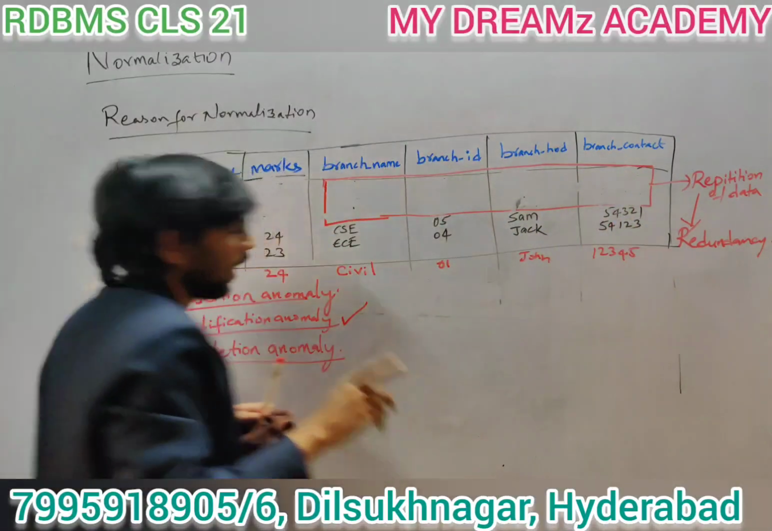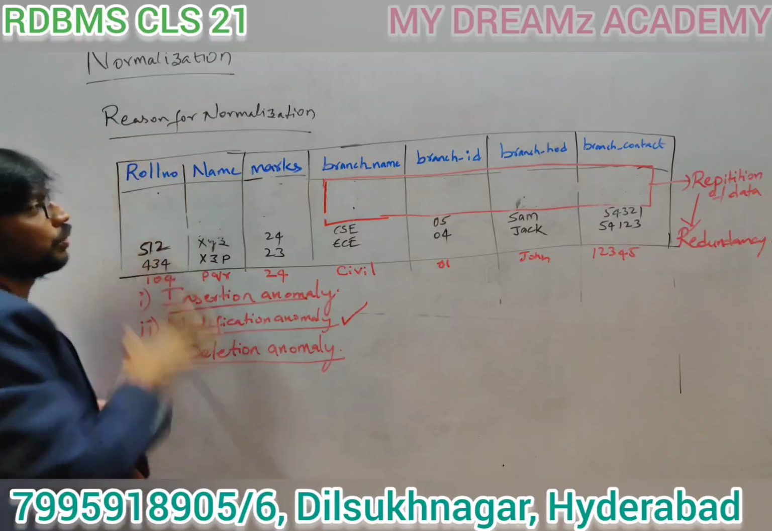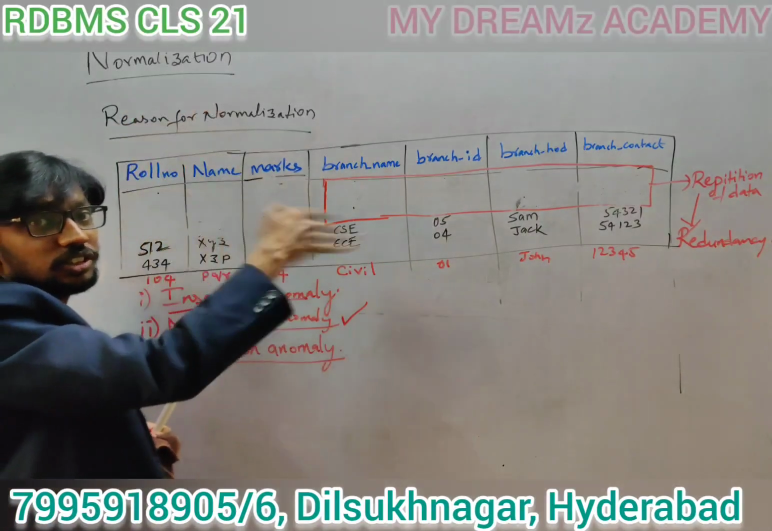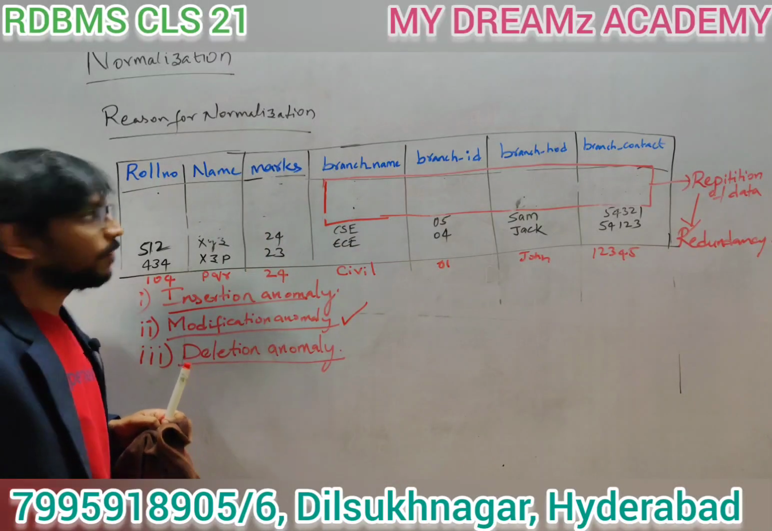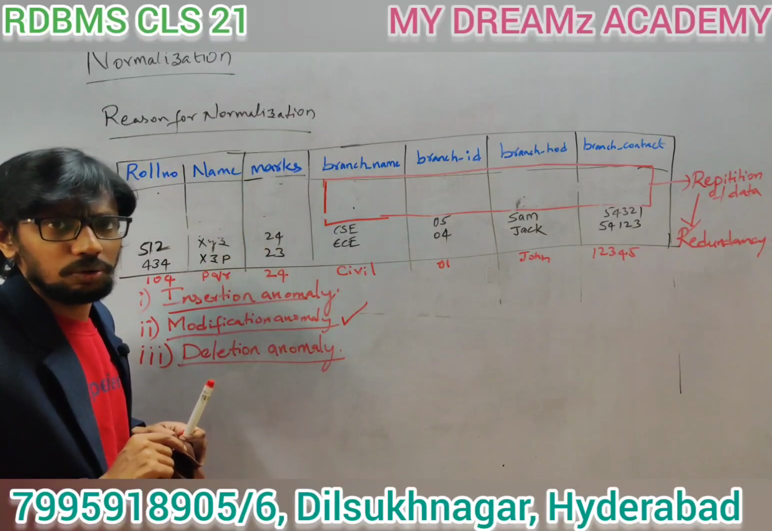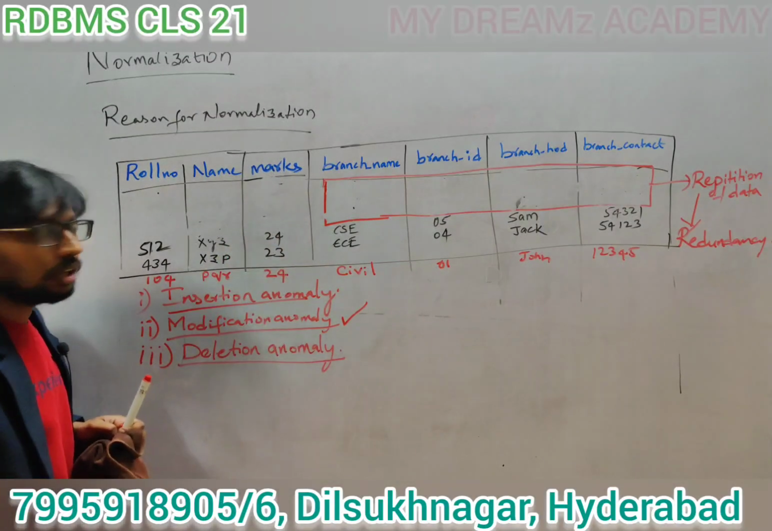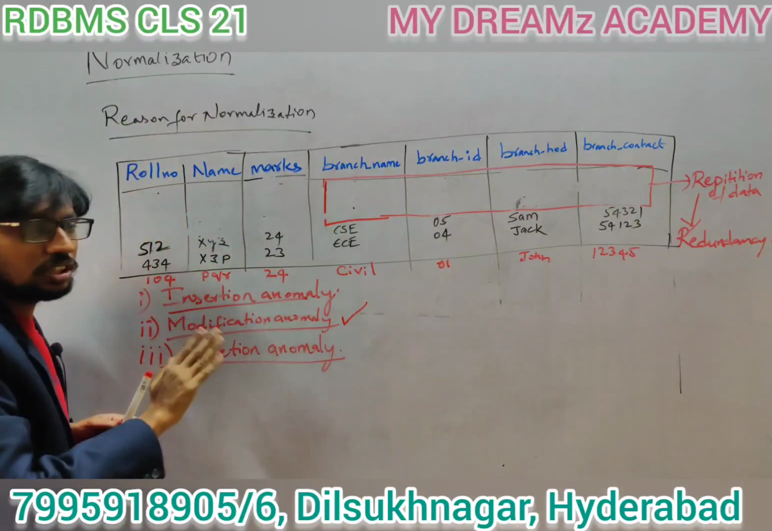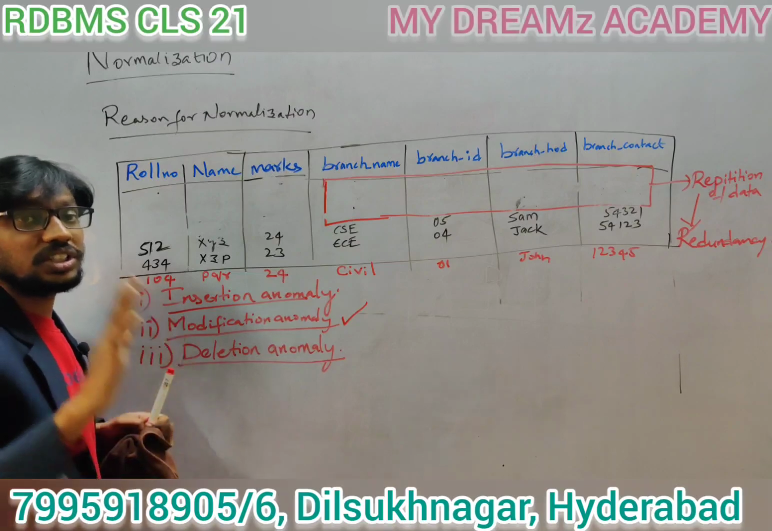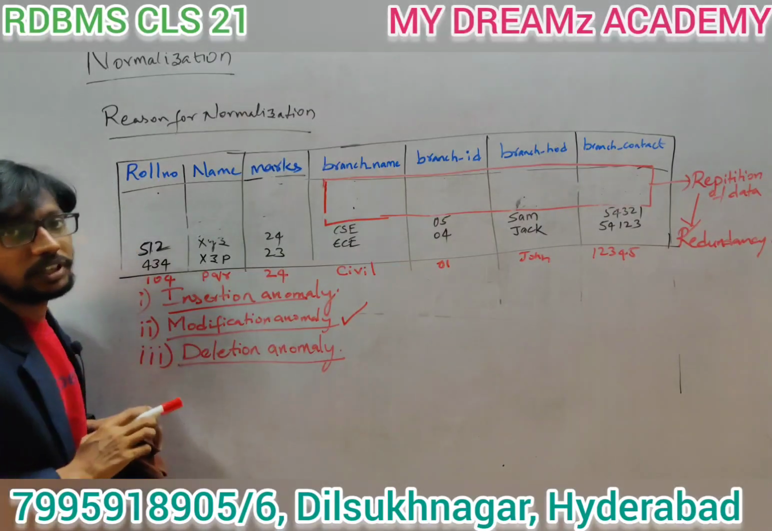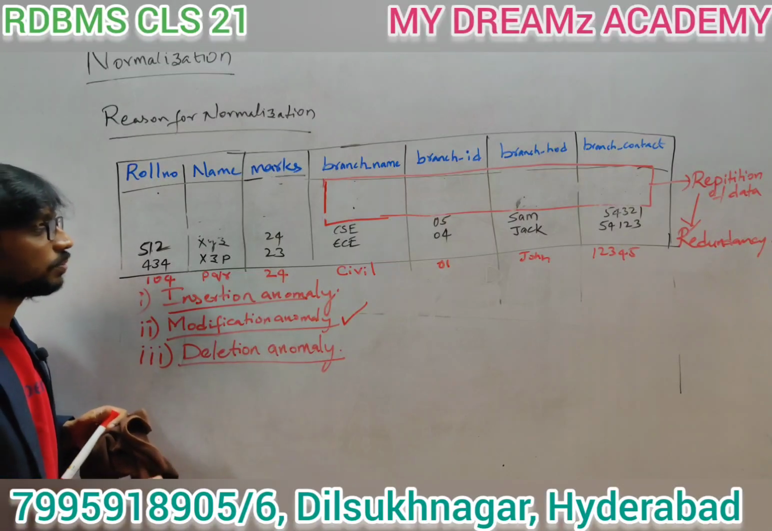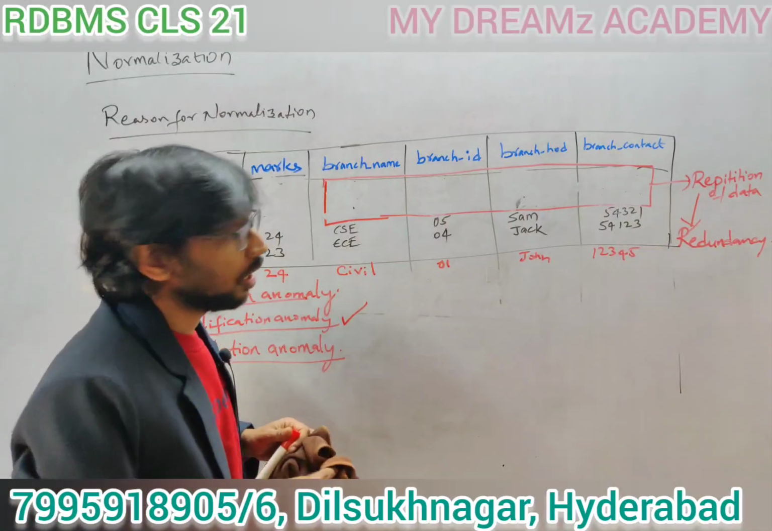See here, my intention was to delete only the students, but unfortunately what happened, the total department information has also got deleted, right? If students leave the college, does the department get deleted? No, right? But what happened here, as soon as all the students left the college, the department information was also lost. So this is the deletion anomaly, right? So how do we tackle this problem? By using normalization.